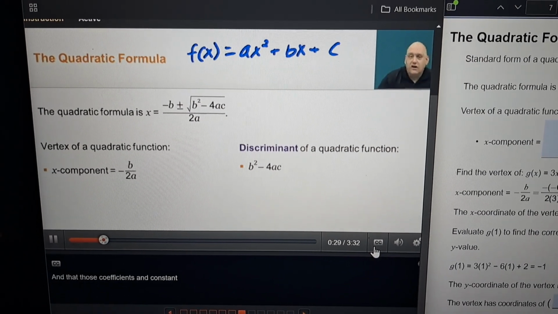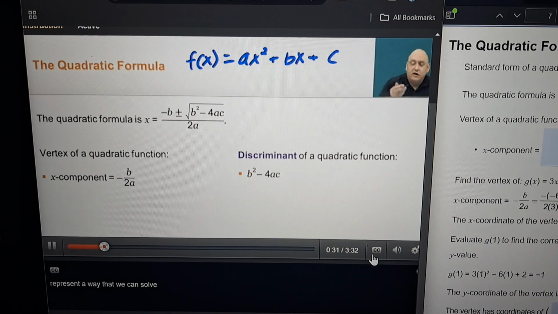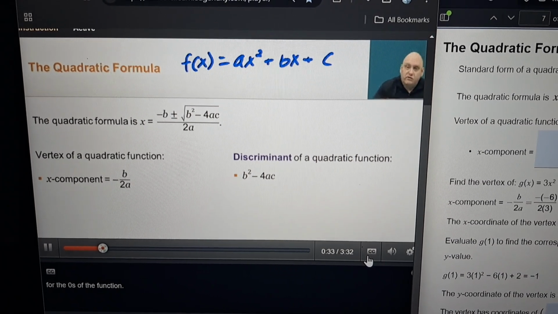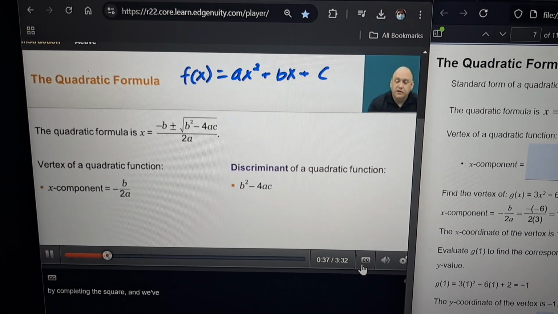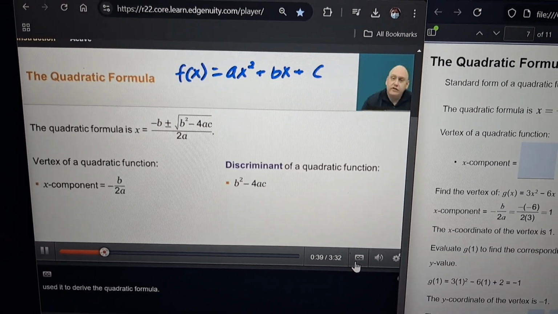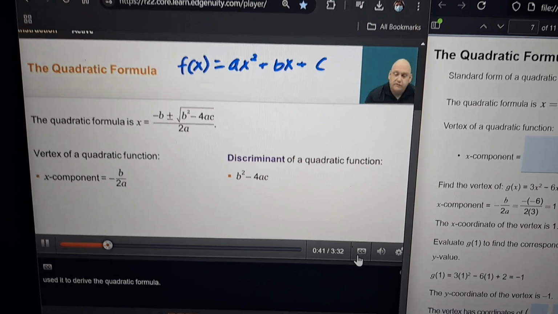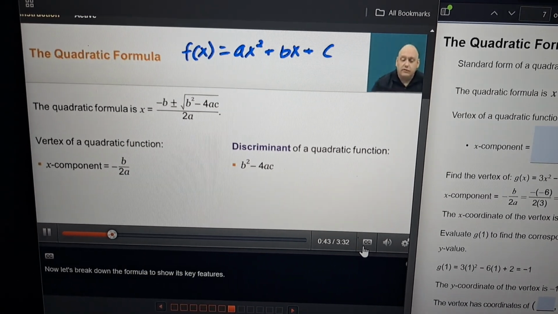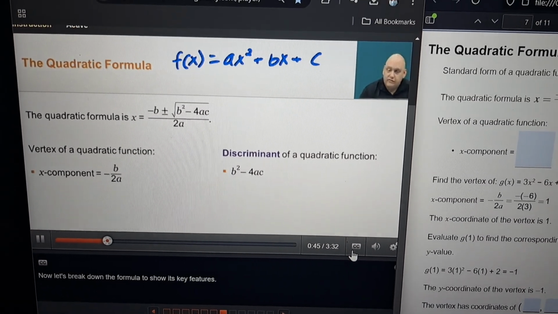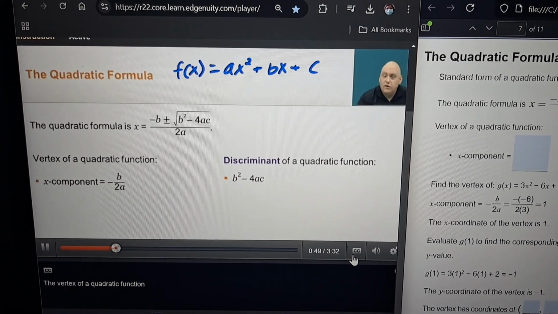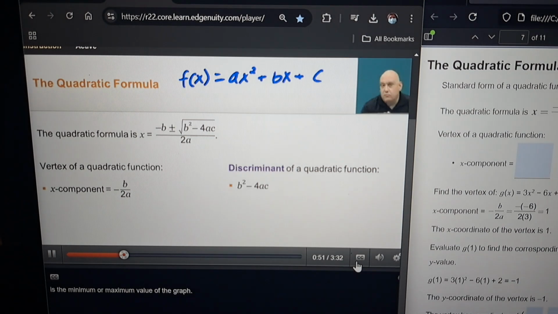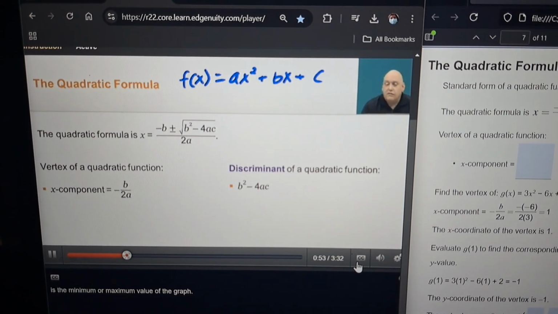And those coefficients and constant represent a way that we can solve for the zeros of the function. We've walked through the process of solving by completing the square and using it to derive the quadratic formula. Now let's break down the formula to show its key features. The first feature is the vertex. The vertex of a quadratic function is the minimum or maximum value of the graph.